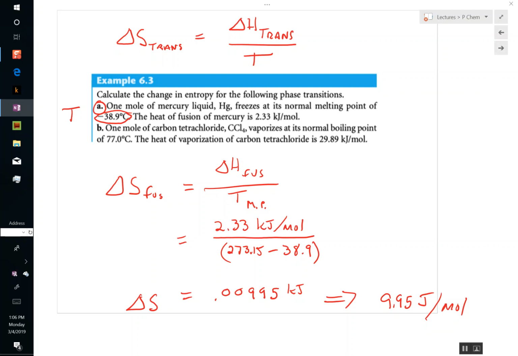What you do need to do is stop for a moment and think about the sign of delta H of fusion. What are we doing here? Mercury liquid freezes. So to freeze it, is it going to take energy or release energy? We're taking energy out, so it's going more ordered, so our entropy is going down. Negative. So it should be negative.